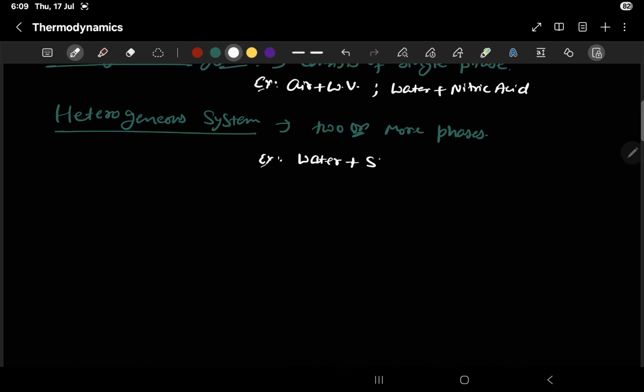For heterogeneous systems, we can talk about water plus steam. There will be two phases here: the first one is liquid and the second one is gaseous. Another is ice plus water, solid and liquid. Or we can take water plus oil, since the chemical composition is not the same throughout, it will also be a heterogeneous system.